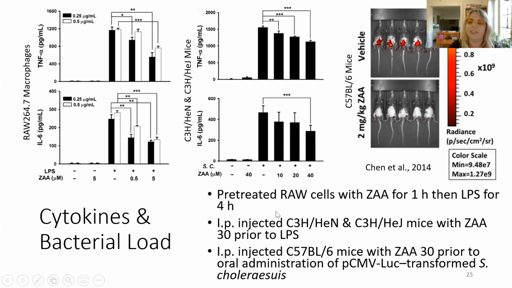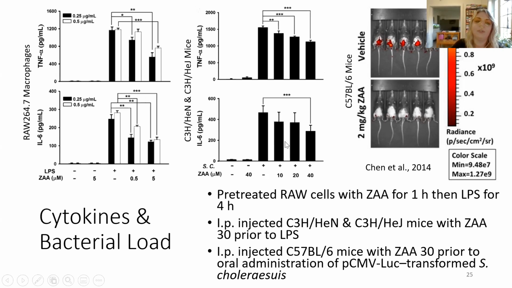So next they wanted to look at cytokine levels in vivo. So they used these C3H/HeJ mice, which I've never heard of before. And they pre-treated them with an IP injection of ZA 30 minutes prior to an IP injection of LPS. And they saw similar results in vivo as they did in vitro, with a dose-dependent decrease in cytokine production for both TNF alpha and IL-6.